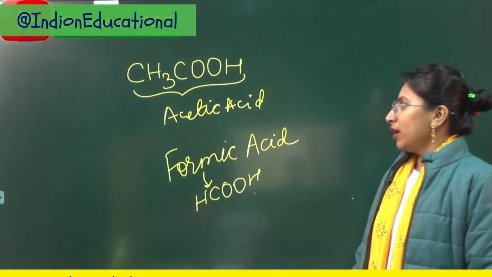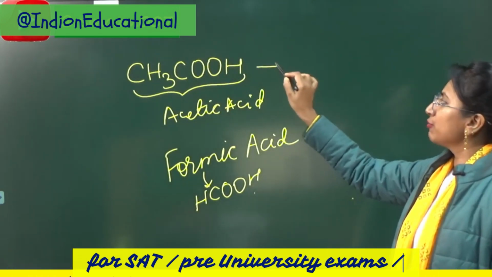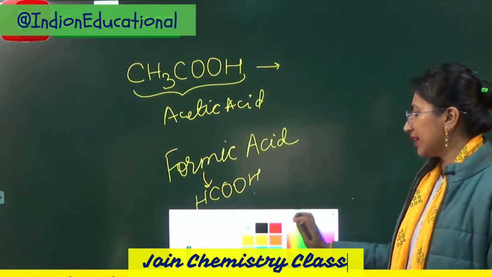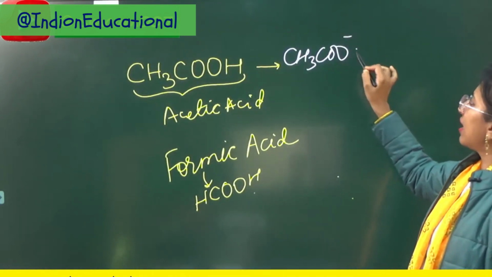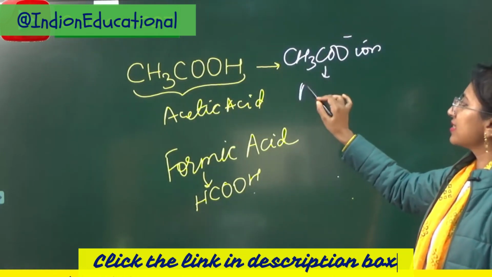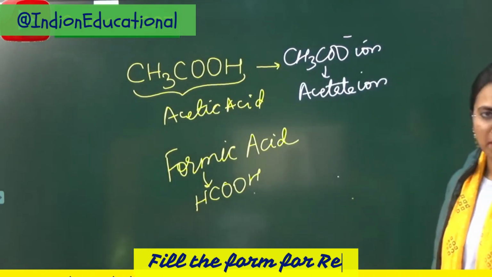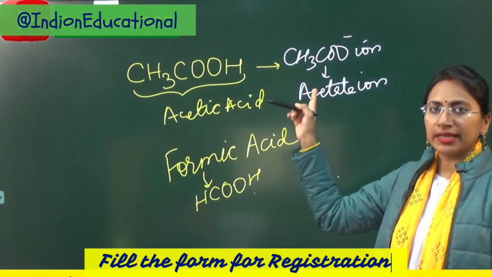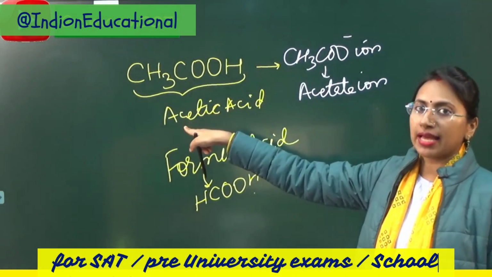Now, if we take out H plus from these acids, we can get some anion like CH3COO minus ion. It is called the acetate ion. What is the name of the ion? Acetate ion. The name is derived from its acid.